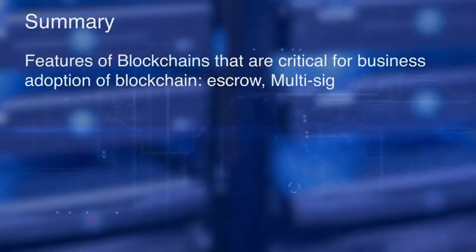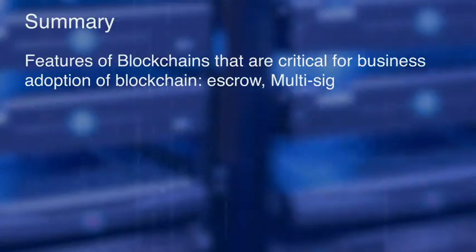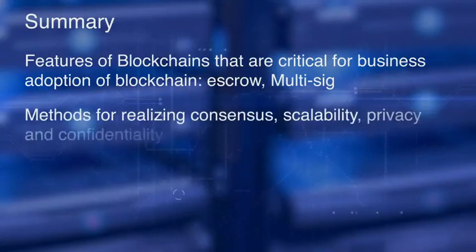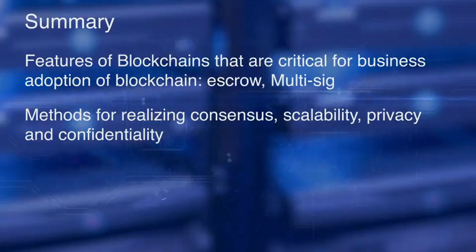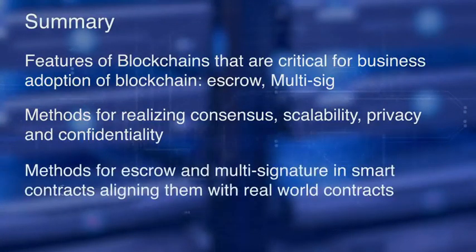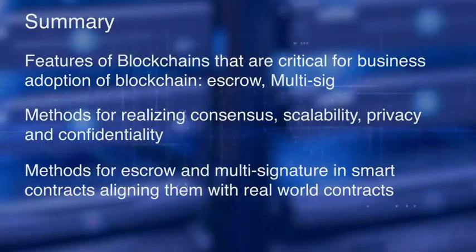We learned 2 closely related features of blockchain that are critical for business adoption of blockchain: escrow and multi-sig. We looked at some methods for realizing consensus, scalability, privacy, and confidentiality. We also explored methods for escrow and multi-signature in smart contracts, aligning them with real-world contracts. Now you're ready to use them in your decentralized application and contribute to the blockchain protocol improvements.